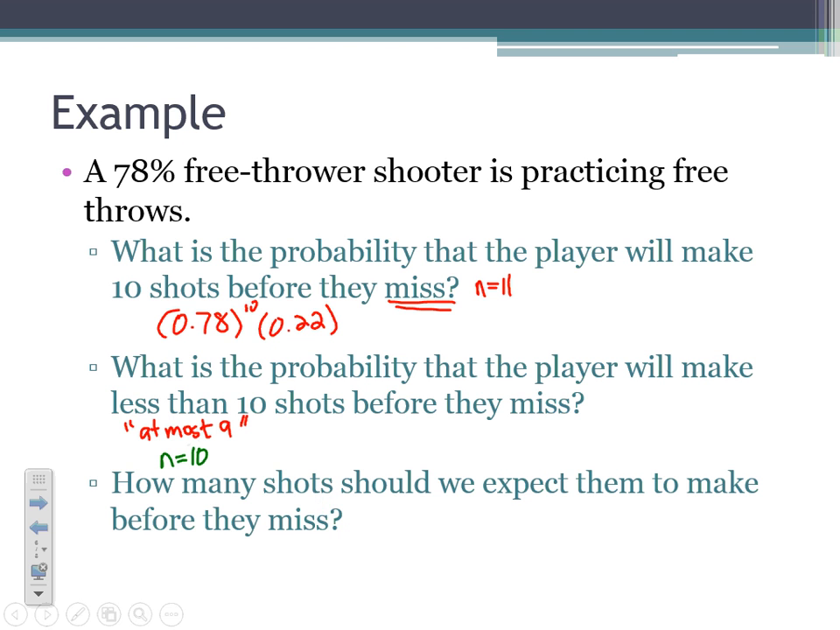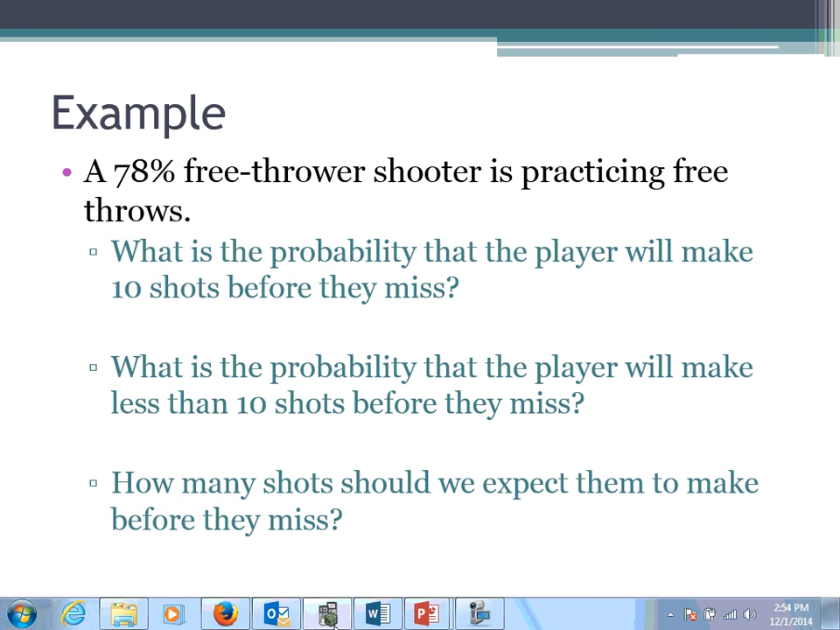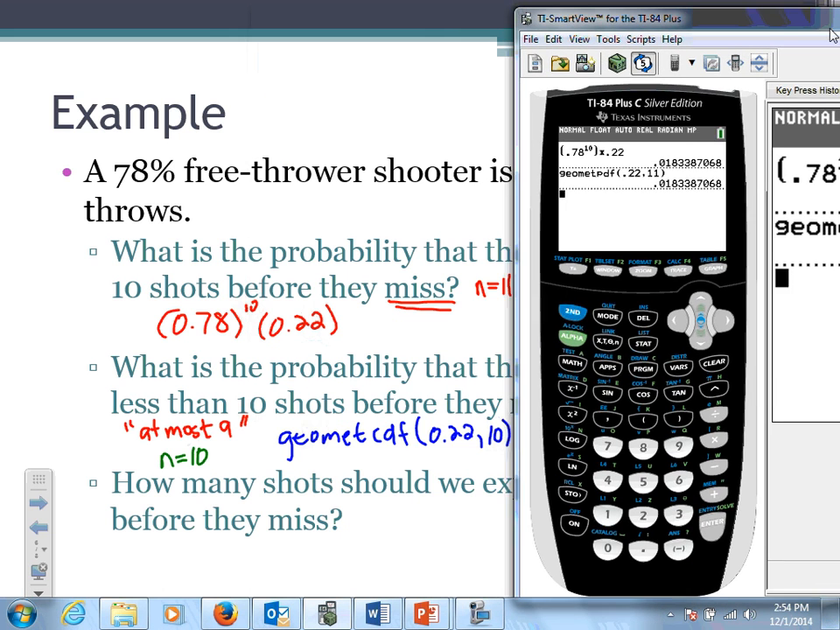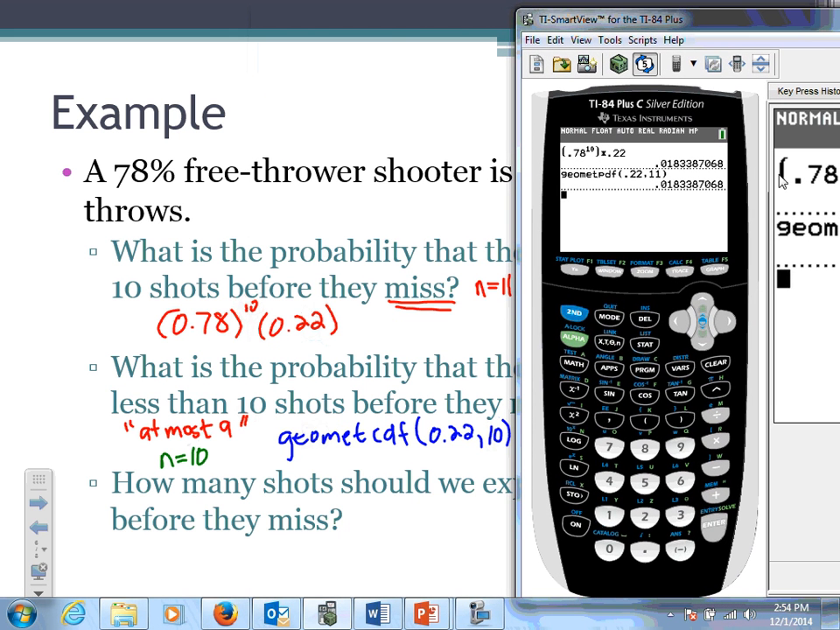So if I set this one up in my calculator, I'm going to use the geometric CDF, because again of that at most phrasing, my probability of success would still be the 0.22, and then my n would be 10 in this problem. All right, so if we set this up in our graphing calculator, okay, we'll slide that out of the way so we can see things here.